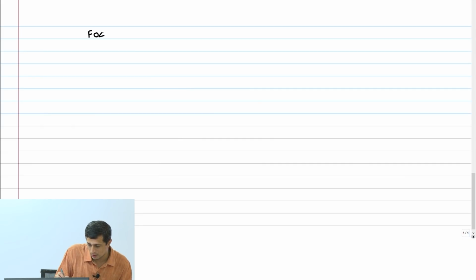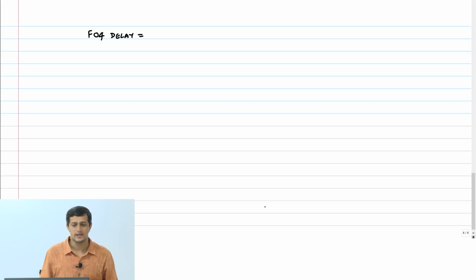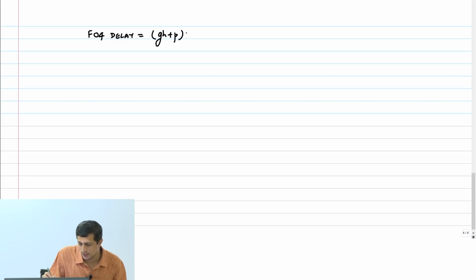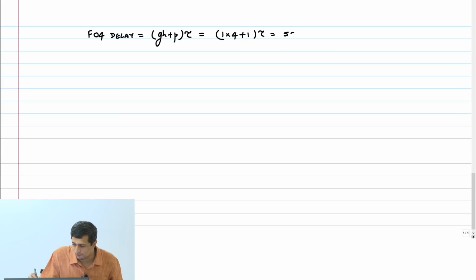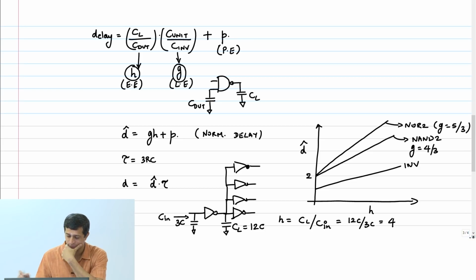So therefore, FO4 delay is GH plus P into tau, the actual delay. So this I can write as 1 into 4 plus 1 into tau equals 5 tau. Just 5 tau. Okay.